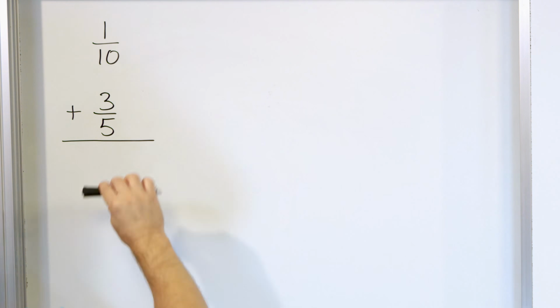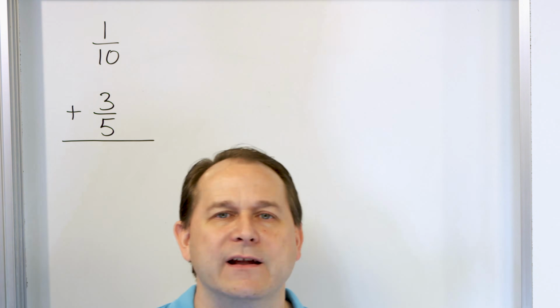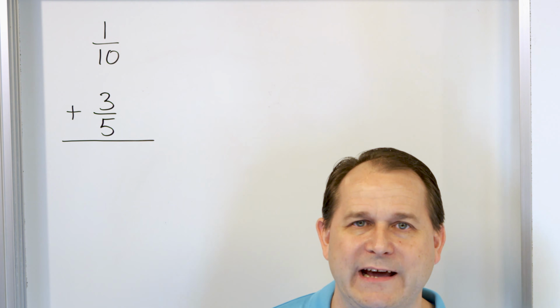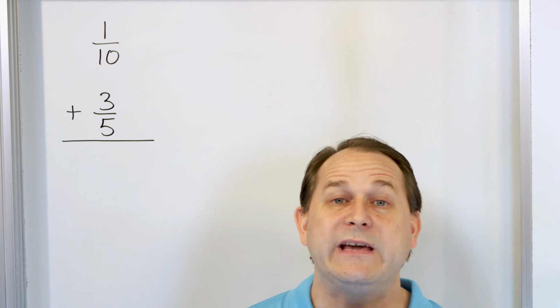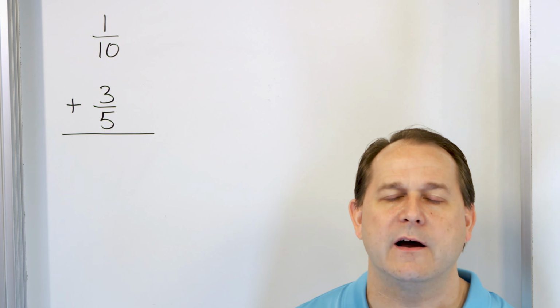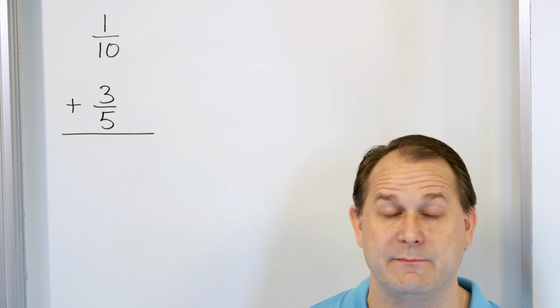A lot of students will start trying to add 5 plus 10, or they'll start trying to add 3 plus 1. You cannot do that. When you see that the bottom numbers are different, the very first thing you must do is change them. Now we know that we can change fractions, right? We can multiply or divide a fraction by any number we want as long as we do it to the top and the bottom of the fraction.